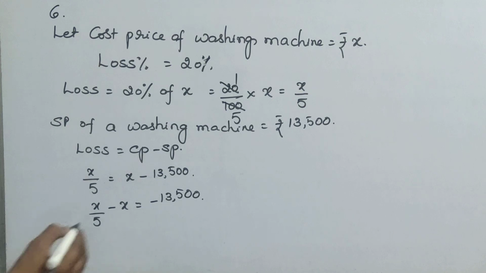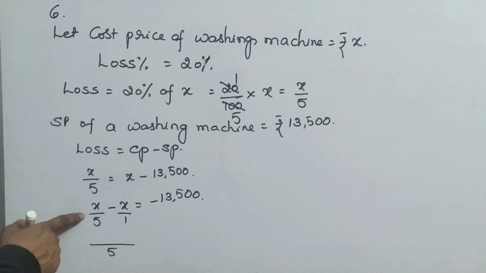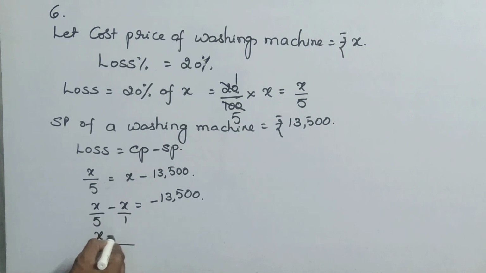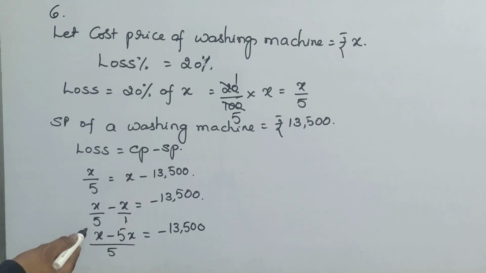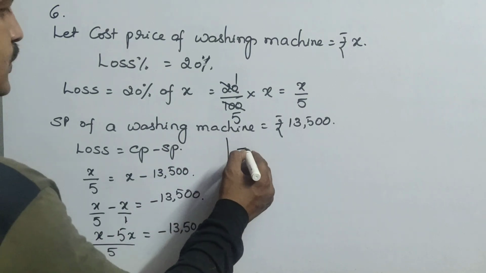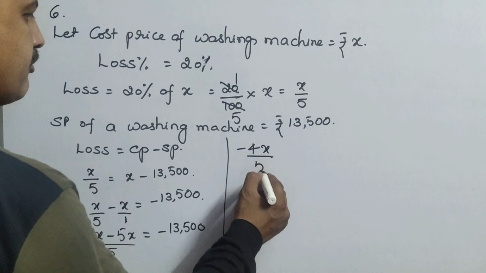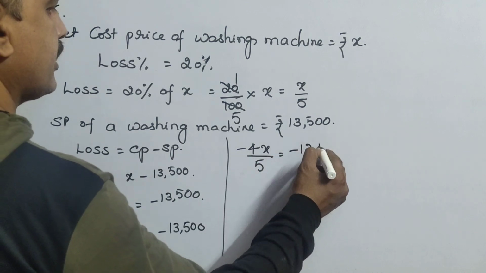Okay, children, now find the LCM for this. We have to find the LCM for 5 and 1. The LCM of 5 and 1 is 5. So 5 one time, 1 into X, minus 1 five times, 5X, equals minus 13,500. Here nothing is there, it is a constant. So 1X minus 5X is how much? 4X, right? Minus 4X by 5 equals minus 13,500.